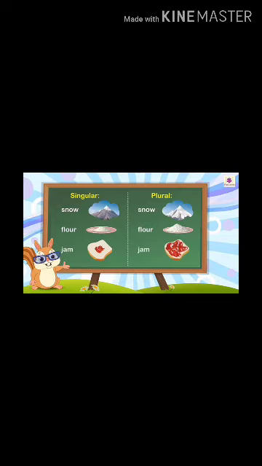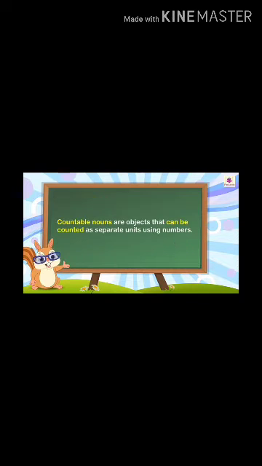Okay, so here, can we count snow? No. Can we count jam, flowers? No, we cannot count all these things. So all these things which we cannot count come under uncountable nouns. Like if I take the example of hair, can you count your hair? No, we cannot count. Here in this example, the singular is snow and the plural of snow will be snow, because we cannot count it. So uncountable nouns don't have plural forms.